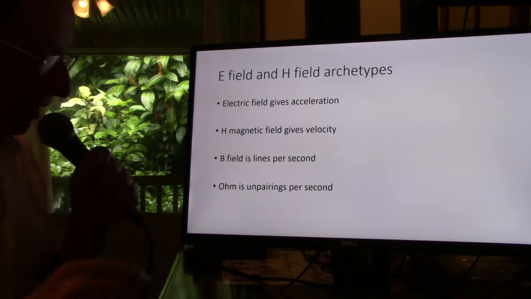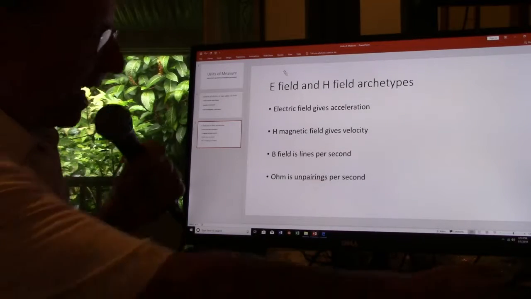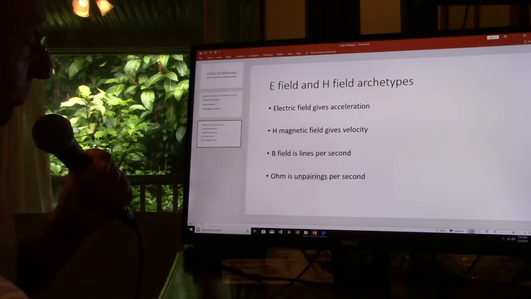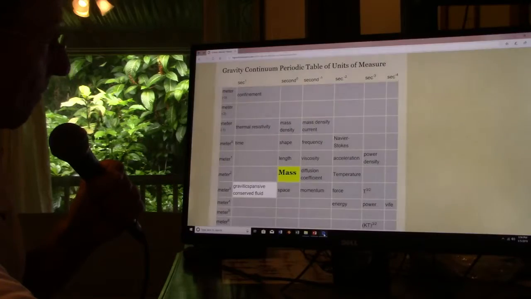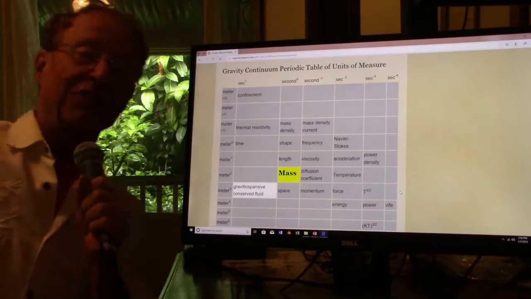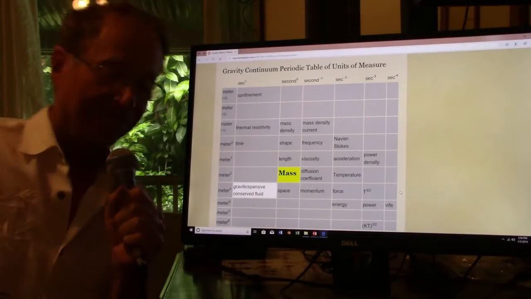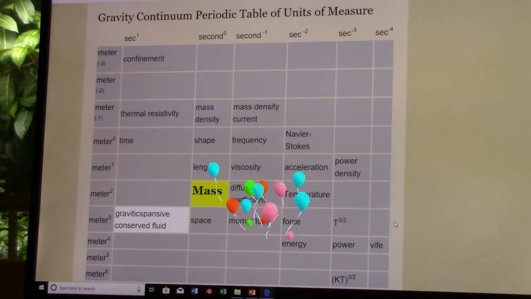So let's take a look at the actual tables now. We'll look up close at these here, starting right now. Table for the gravity continuum.